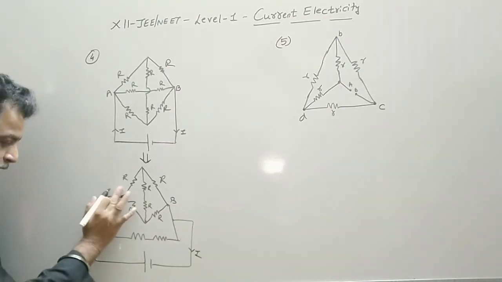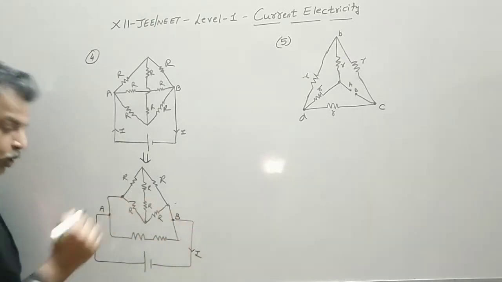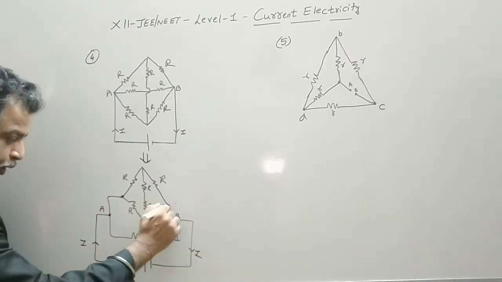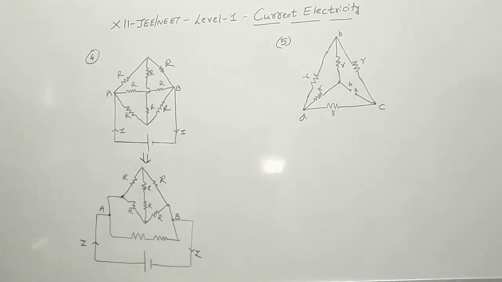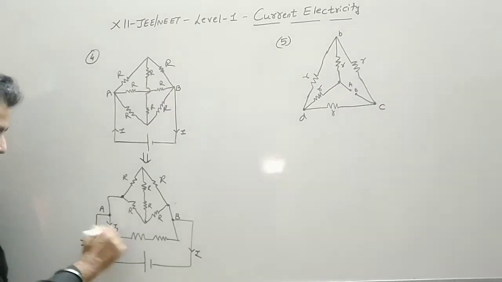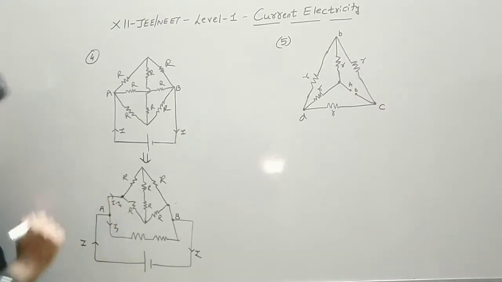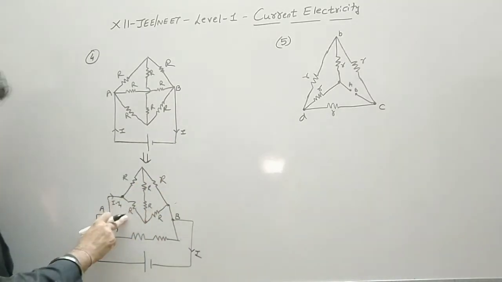So we replace this point A here. It does not make any difference because this point and this point are at the same potential. Now the current is divided here. Let us name this current I1. So the remaining current will go into the Wheatstone bridge. Now this bridge is balanced. Clearly P upon Q is equal to R upon S.